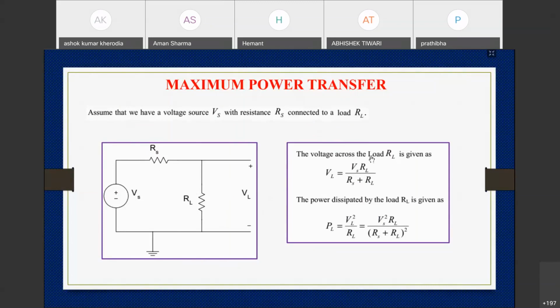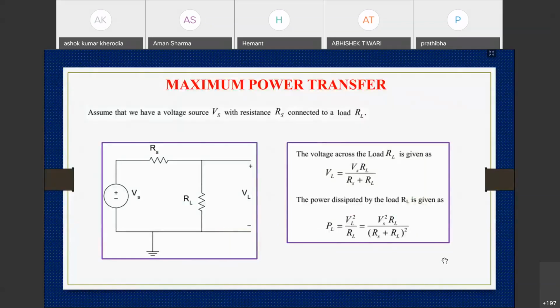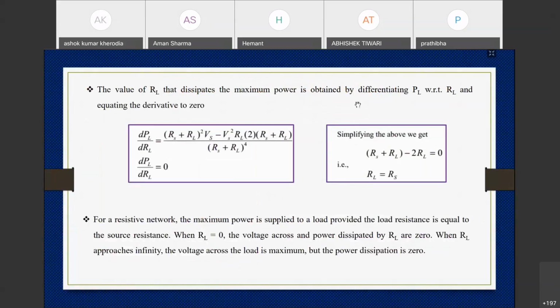So what is the power dissipated by the load RL? That is PL equal to VL square by RL. By putting this value, now if you want to find out the maximum, what will you do? You will differentiate. The value of RL that dissipates the maximum power is obtained by differentiating PL with respect to RL and equating the derivative to 0. So we differentiated and we are getting that when this load resistance RL is equal to RS, we can find out the maximum power dissipated.